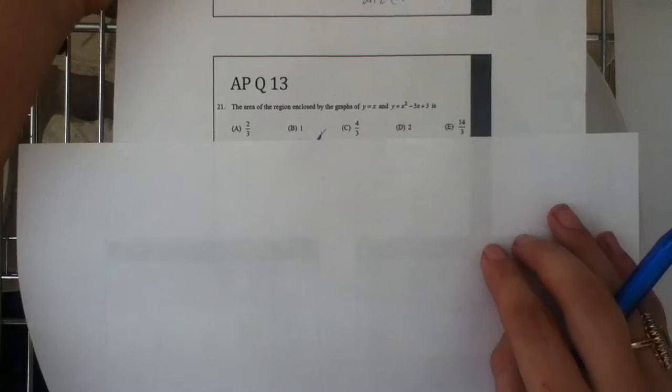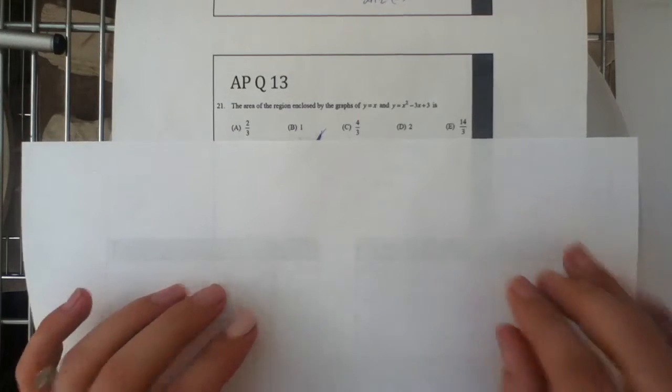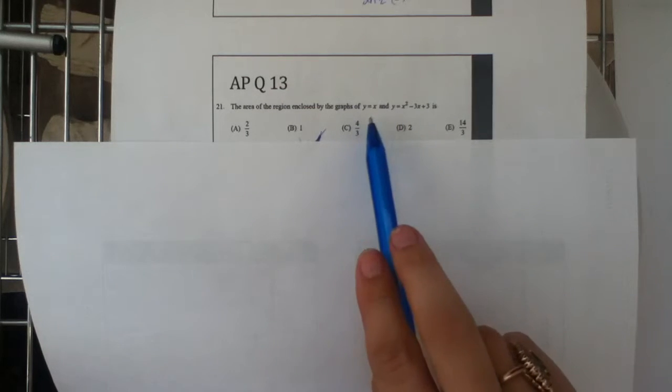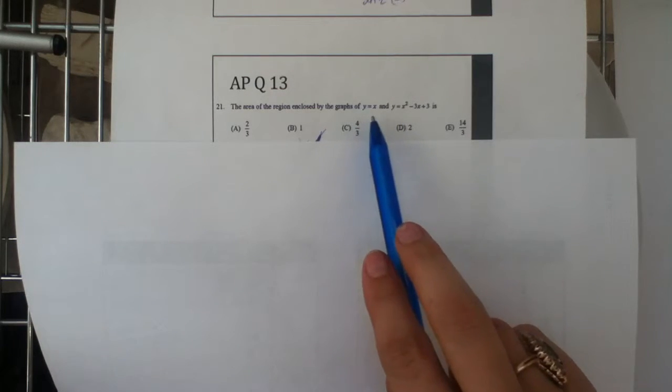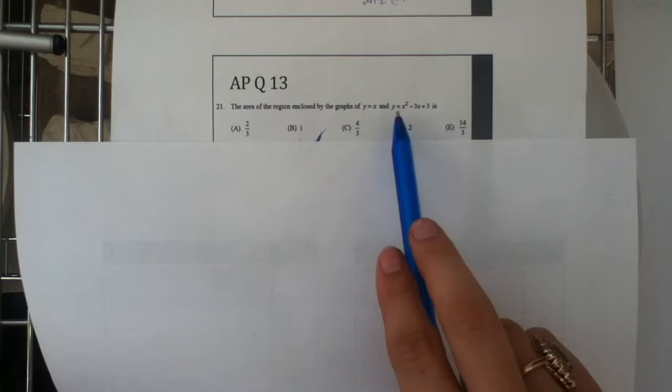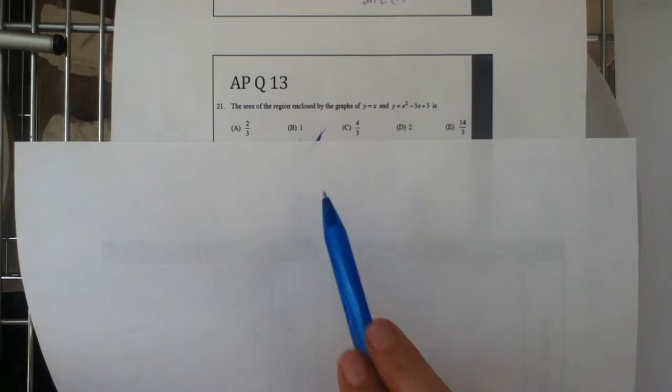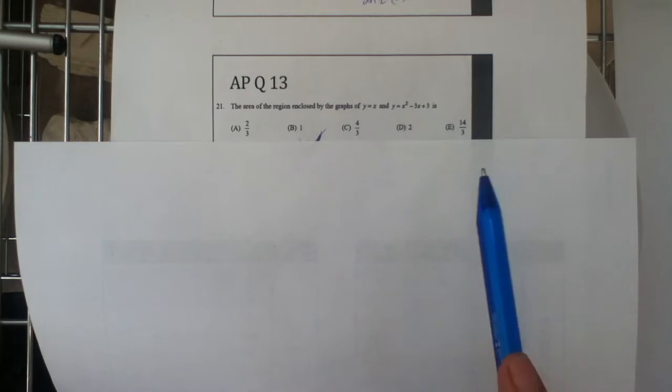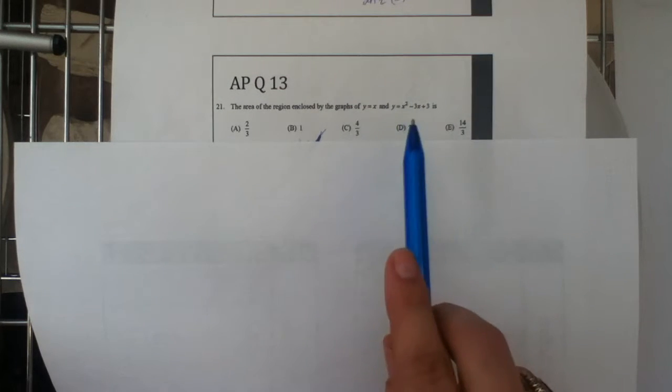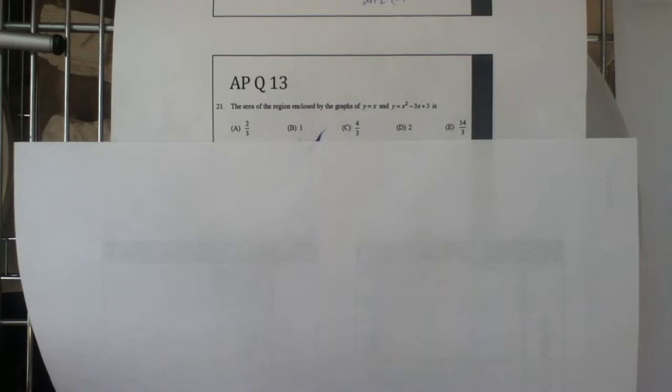APQ 13. All right, this one. You want to make a sketch. To make my sketch, I know what y equals x looks like. I don't really know what this looks like, so I just plugged in 0 to get the y-intercept, so I could sort of tell. And when you find the limits of integration, I would actually find the limits of integration by setting them equal to each other first, and then making your sketch to see what's on the top and on the bottom.